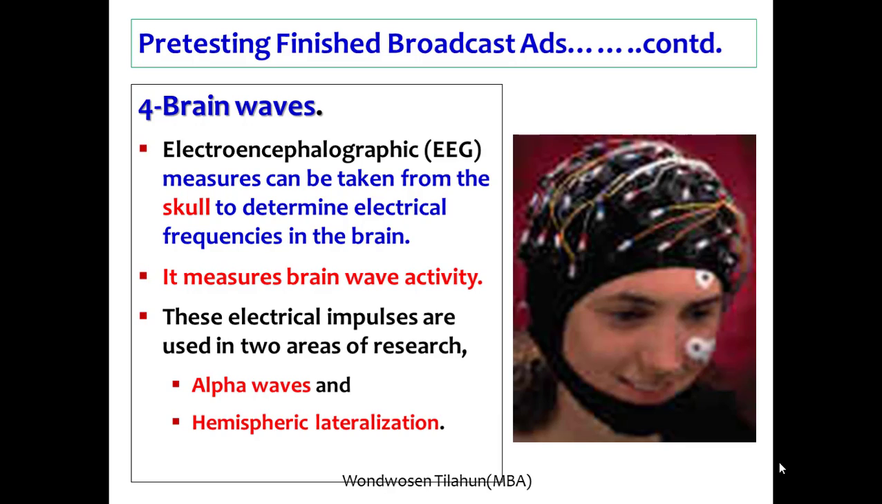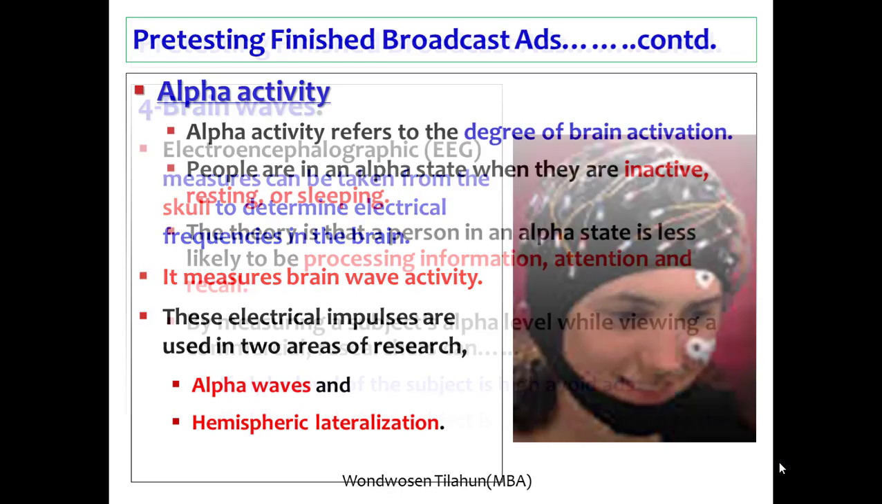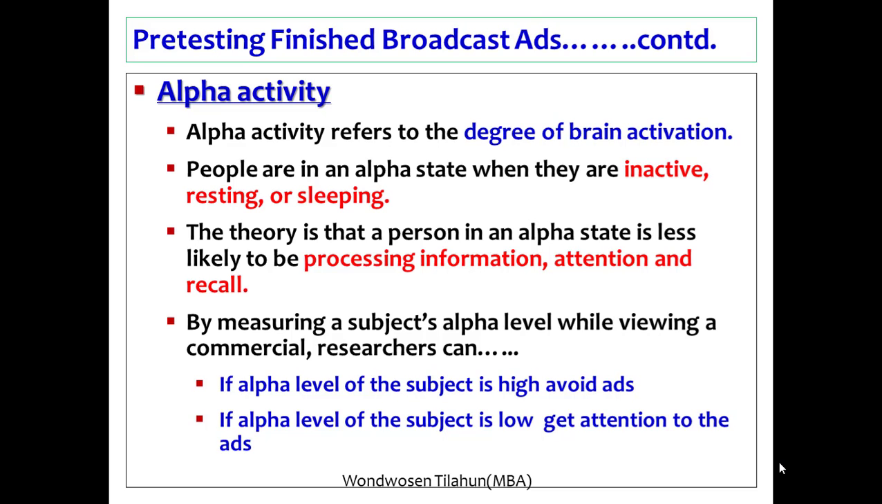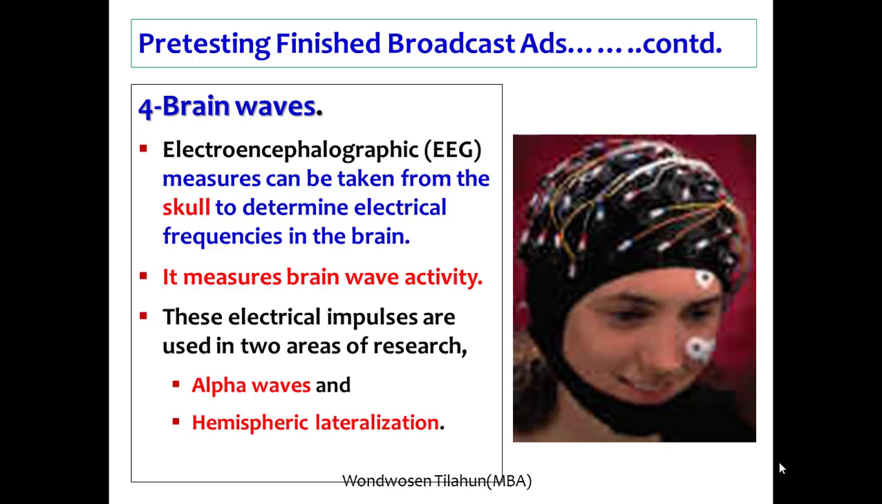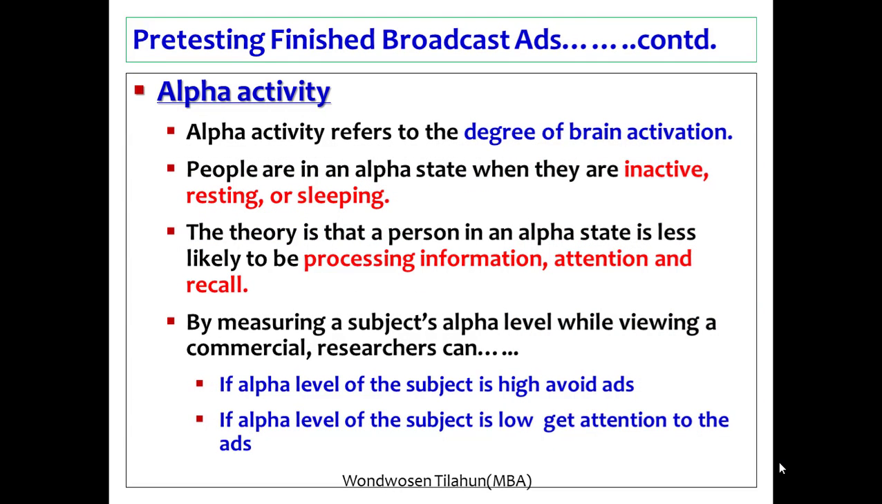So in this case we can measure the alpha waves, and at the same time we can also measure the hemispheric lateralization, the left and the right side of brain electrical flows. When it comes to the alpha activity, the first method of brain wave is alpha waves. In this respect, alpha activity refers to the degree of brain activation. So to what extent the brain of the subject or the brain of the customer is active or not.